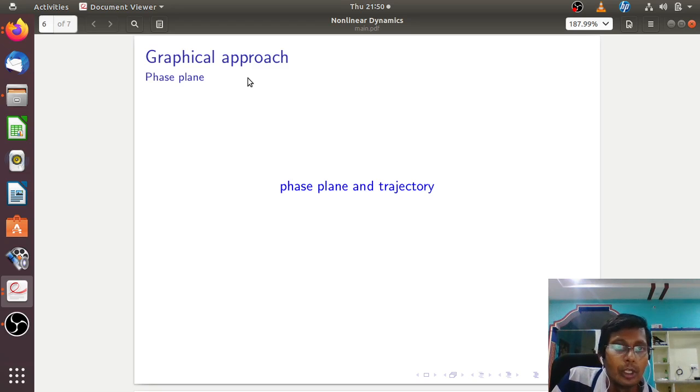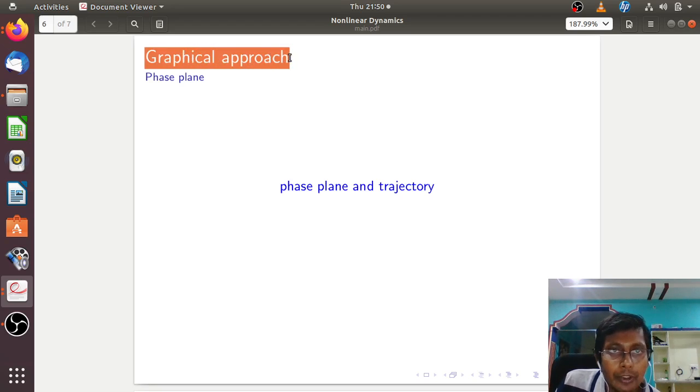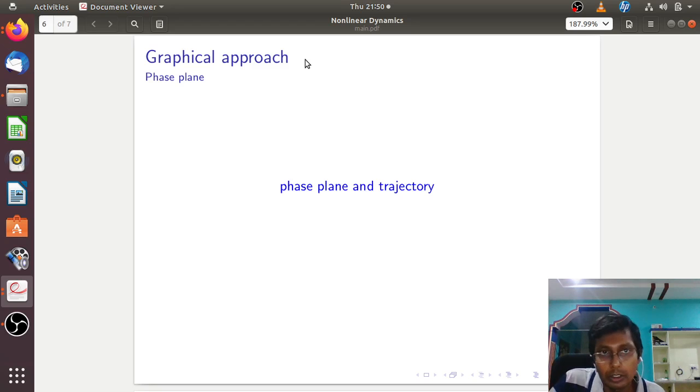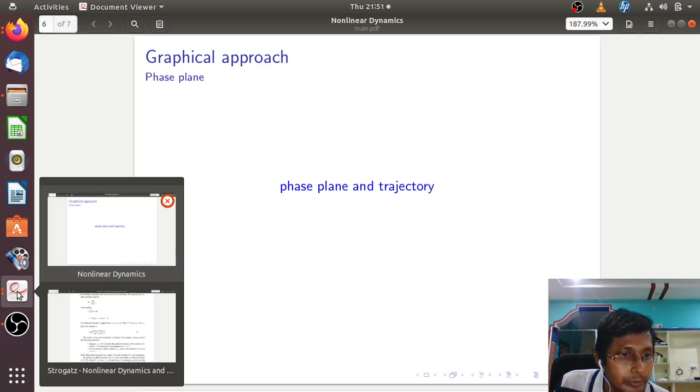Therefore, for certain cases the graphical approach is advantageous compared to the other two approaches. So what is this graphical approach? In order to understand it, we'll see one example. Before looking at the graphical approach, we'll see the advantage of the graphical approach.